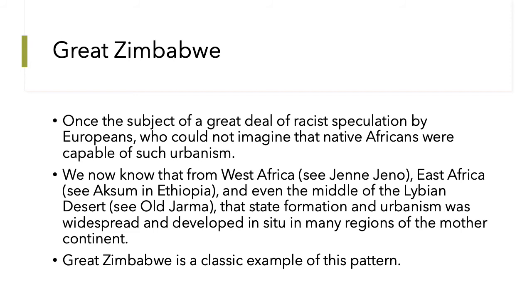We now know in 2020 that from West Africa, see Jenne-Jeno in your textbook, East Africa, you can look again also in the textbook at Aksum in Ethiopia, and even the middle of the Libyan desert, I was fascinated by that site of Old Jarma, really recommend reading up on that section, that state formation and urbanism was widespread and developed in situ in many regions of the mother continent. And Great Zimbabwe is a classic example of this pattern.